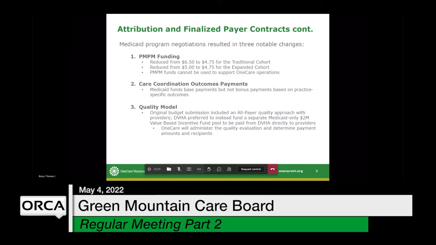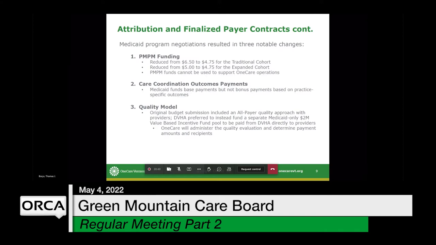Next, and importantly, those PMPM funds cannot be used to support OneCare operations. So the financial supports, clinical supports, quality, data and analytics functions that we deliver to the providers in support of their success under value-based programs are not an eligible expenditure for those revenue streams.